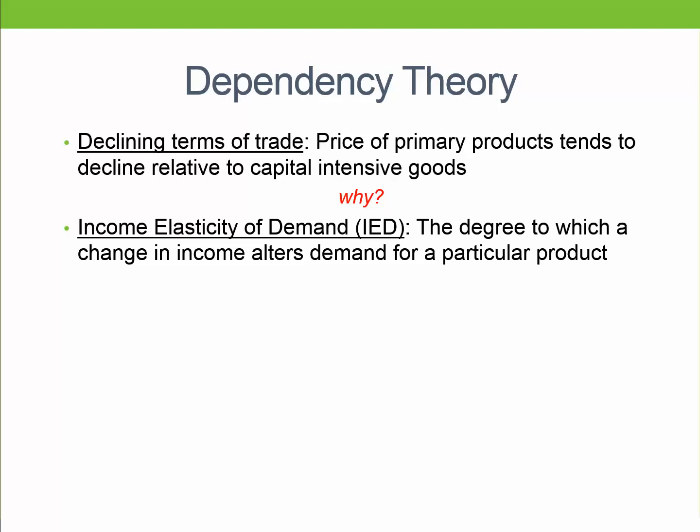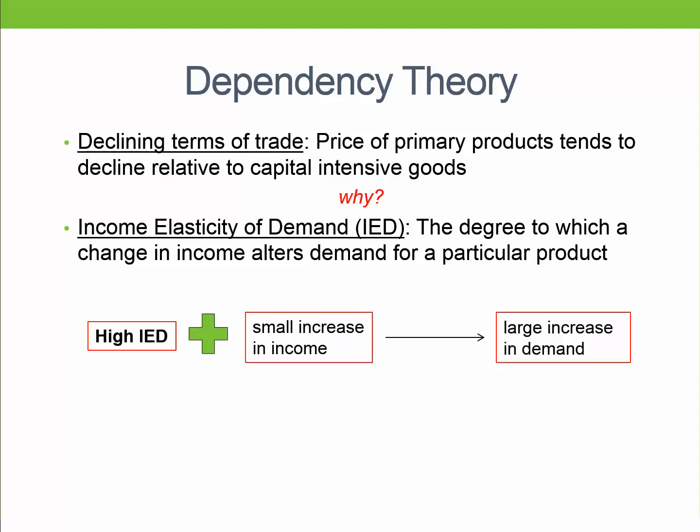Let's unpack this a little bit more. If a particular product exhibits a high income elasticity of demand, dependency theorists said that even a small increase in income would lead to a large increase in demand for that product. Manufactured goods, dependency theorists argued, exhibited this high income elasticity of demand. Let me give you an example. If your income were to increase by 10% tomorrow, you were going to make 10% more money over the next year than you did the previous year. That's a small increase in your income. But that would lead to a large increase in demand for, say, a new television or a new smartphone or a new stereo for your house. Even a little increase in your income is going to increase the demand for these manufactured goods produced in the core.